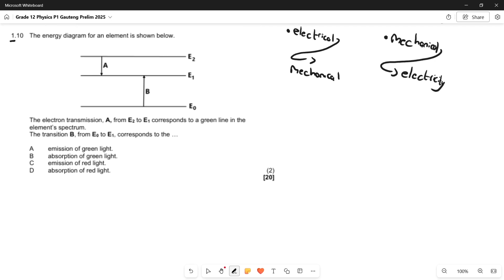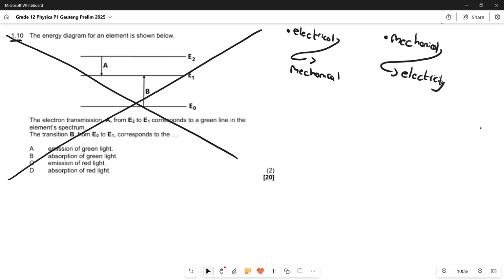And then question 1.10 over here, we don't have to do. It also says on the memo that any answer is accepted because they made some errors on the question over here. So it's a little bit outside of our syllabus, so we can ignore that one for this paper.